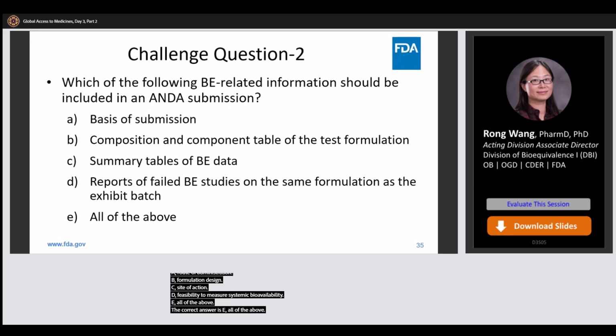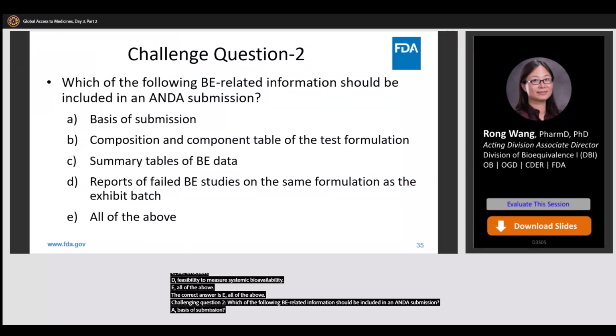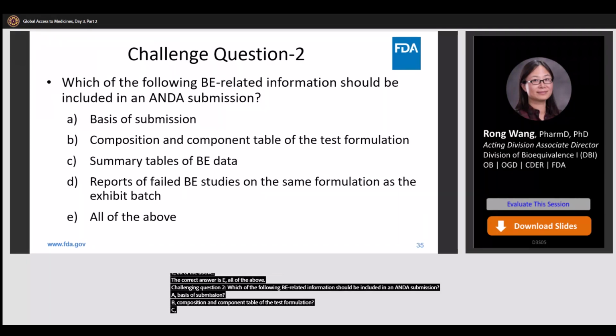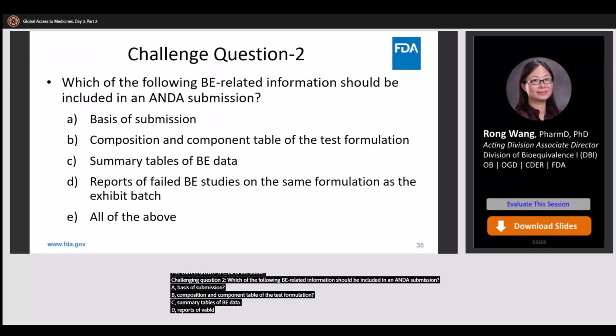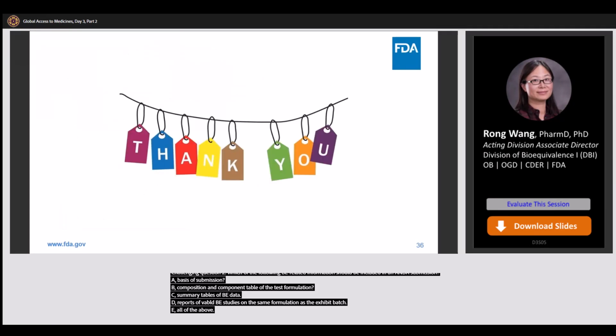Challenging question 2. Which of the following BE-related information should be included in an ANDA submission? A. Basis of submission. B. Composition and component table of the test formulation. C. Summary tables of BE data. D. Reports of failed BE studies on the same formulation as the exhibit batch. E. All of the above. The correct answer is E, all of the above.